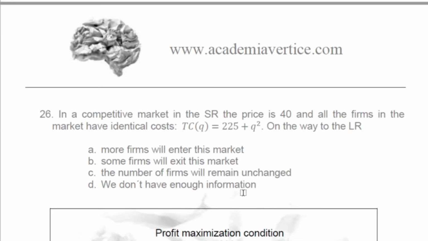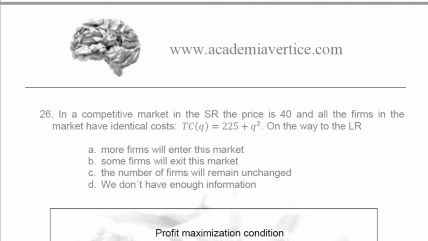26th. In a competitive market in the short run, the price is 40, and all the firms in the market have identical costs, 25 plus Q squared. On the way to the long run, some firms will enter this market and some firms will exit. We should analyze if at this price this firm is earning positive profits or not.